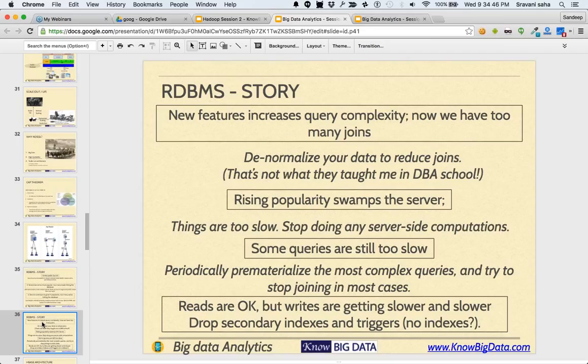Now, what do we mean by database side operations? Things like pre-compute, things like stored procedures, things like triggers, and the queries where we are trying to do a lot of computation on the server side. Let it be done on the client side. Now, after doing these kinds of optimization, still the queries will be slow. So what we start doing is periodically pre-materializing.